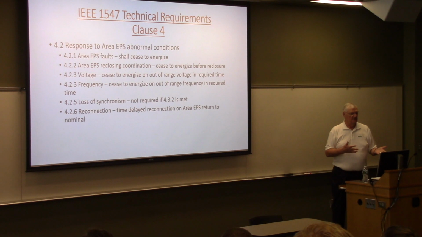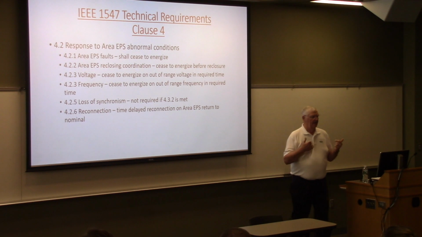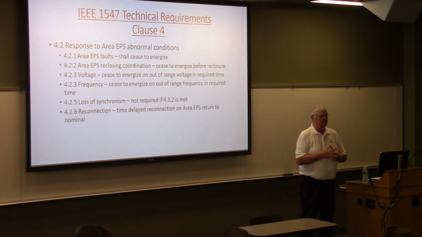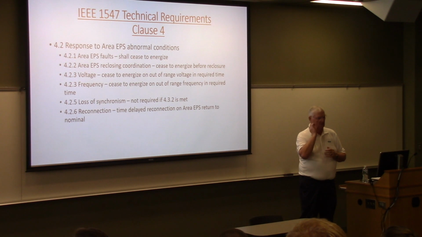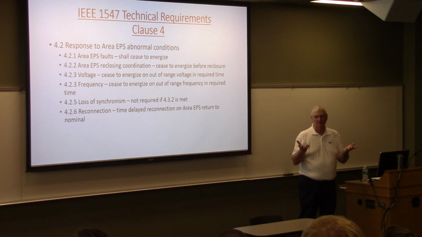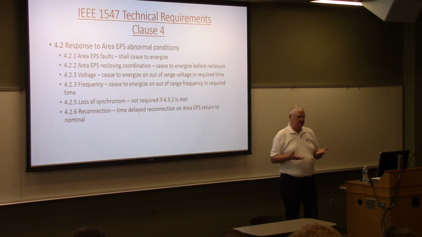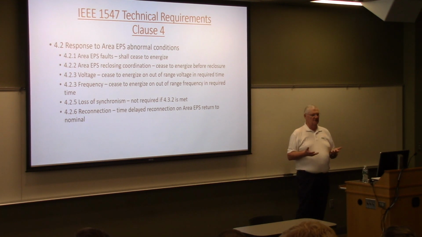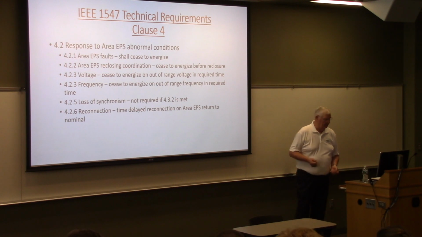Similarly with frequency. The impact that the variation in frequency has is that many of your distribution protective strategies are that if I see a reduction in frequency below some trigger point, I'm going to shed load so that my generation has a chance to recover. So when you start putting distributed energy systems in there and your frequency starts going down, if you pull that energy off, the frequency is going to go down further. So, you know, there's a problem there.